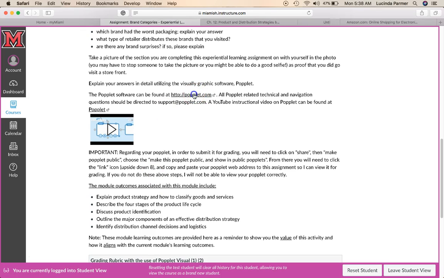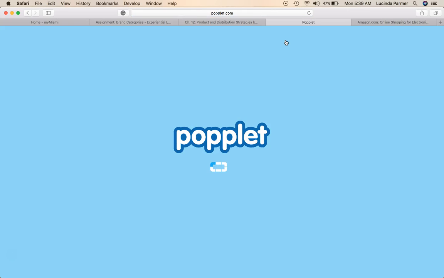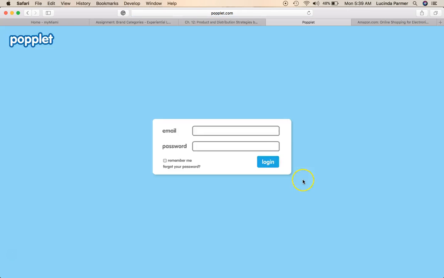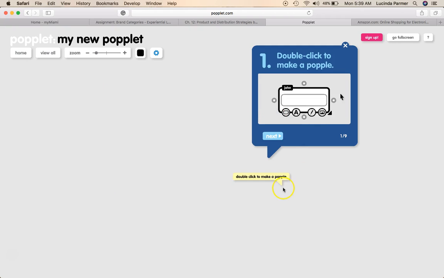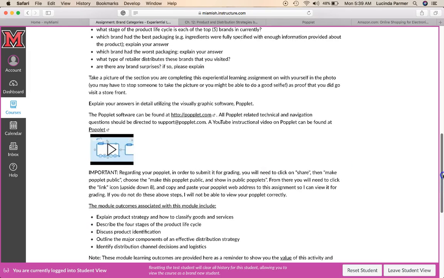You're going to find the poplet software at poplet.com, and you're going to create a visual of it. You'll have to create an account. Here's like try it out. And then you're going to get going on this and create that. However, I do have an instructional video here that goes over it. One thing you want to consider is to make sure you share and make the poplet public, and it creates a web address. That way you can submit the web address to me.